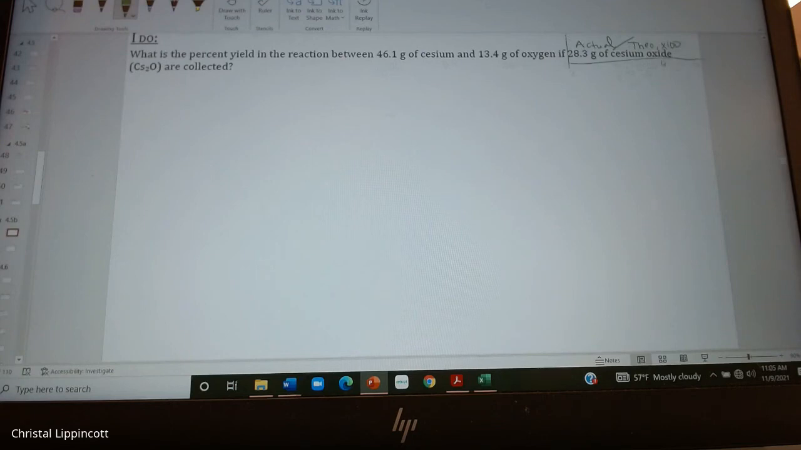Okay. So I'm going to start off. I'm going to have my cesium. It's reacting with my oxygen. Remember, oxygen's a Brinkelhoff. And it's going to form Cs2O.